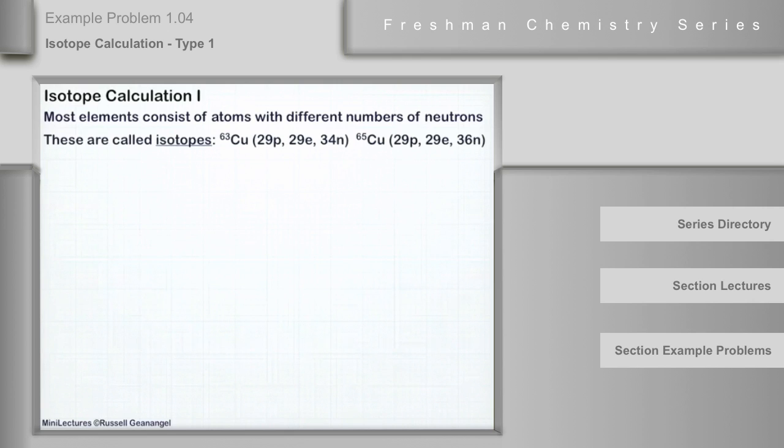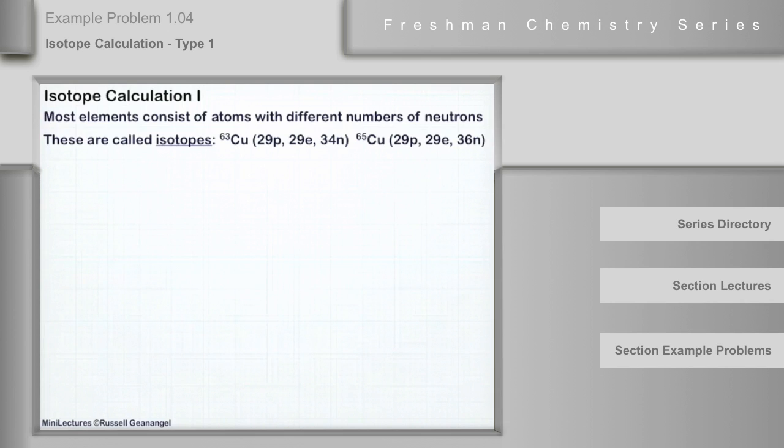Copper has two isotopes, copper 63. Remember, the number in superscript to the left means the mass number, the total number of neutrons and protons. Copper 63 has 29 protons because that's what all copper atoms have. Also 29 electrons, and 63 minus 29, or 34 neutrons. Copper 65 has two additional neutrons. That is 29 protons, 29 electrons, but now 36 neutrons.